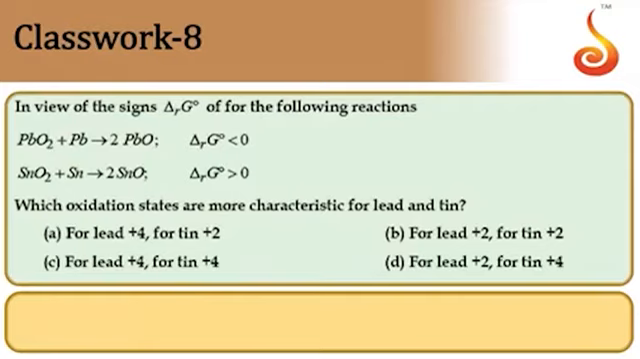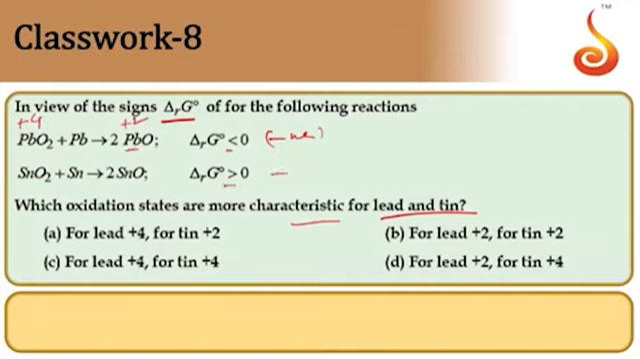Then view the signs. Delta G naught values are given to us for the reactions. Which oxidation state is more characteristic for lead and tin? If you take the first reaction here, delta G is negative. Delta G negative means the process is spontaneous. So here you see the +4 state becoming the +2 state. So +4 to +2 is spontaneous, which means lead will have a stable +2 state here.